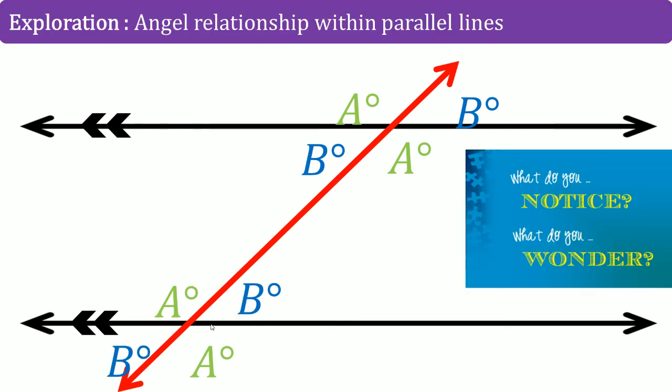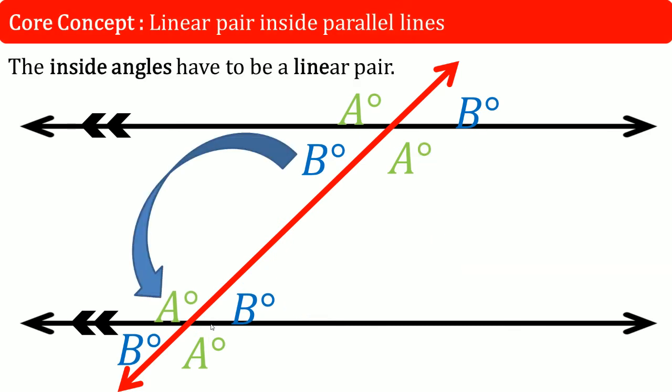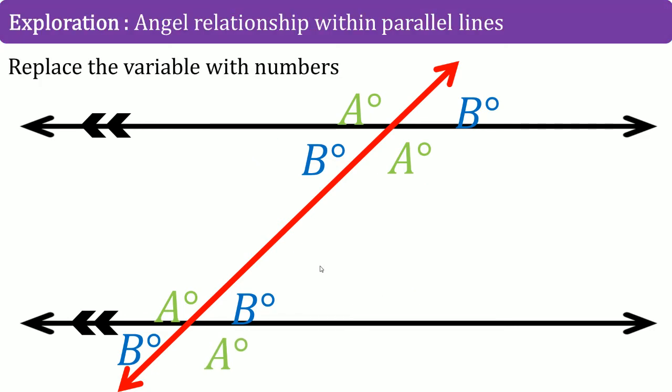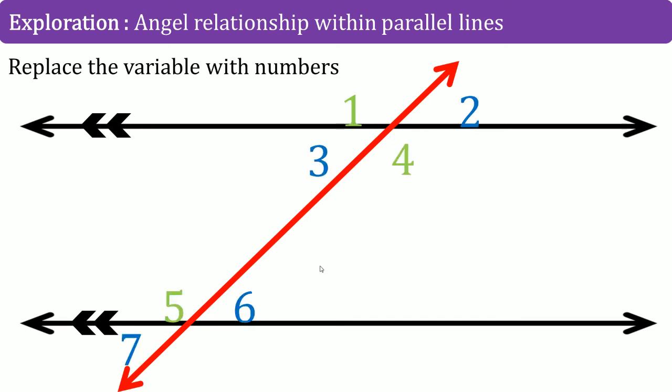Now let's explore those angle relationships. How are angle A and angle B related? We could say that the inside angles have to be a linear pair. The reason they're a linear pair is because notice that these are reflections. So B and B, A and A. So A plus B has to add up to 180 degrees. Now let's replace these variables with numbers so we can get a better understanding. This can be 1, 2, 3, 4, and the bottom one 5, 6, 7, and 8. I color coded here to show you which ones are the same.